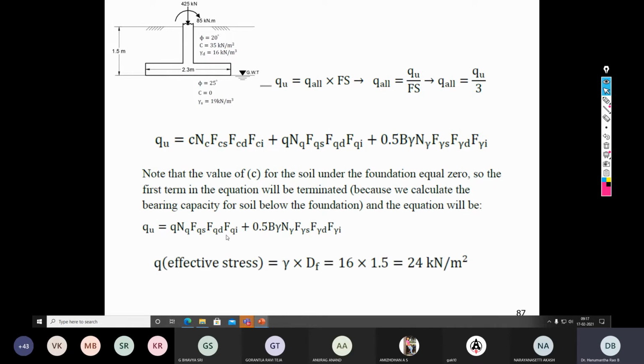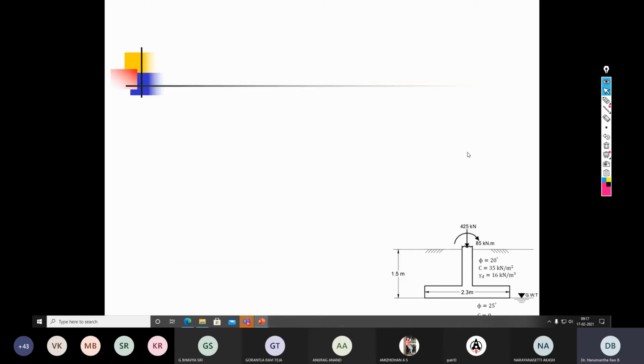So effective stress q is nothing but gamma times of Df. Since the water table is at the foundation level, you can directly take gamma as gamma only, that is 16, multiplied by depth of foundation, 1.5 meter, that is 24 kilonewton per square meter.